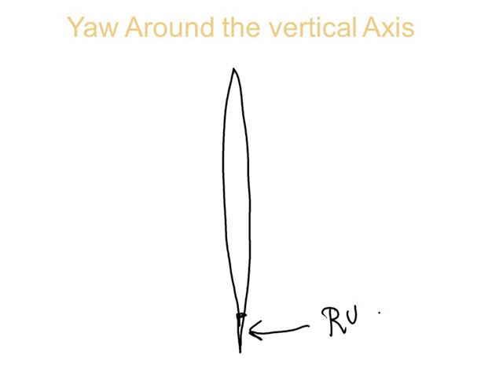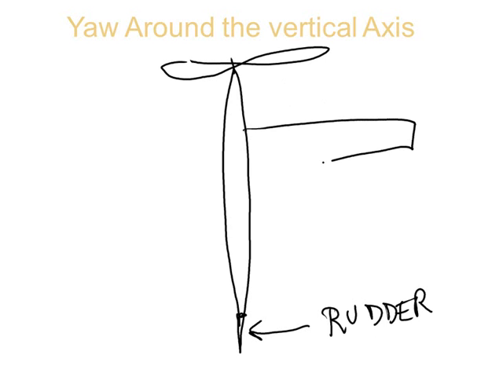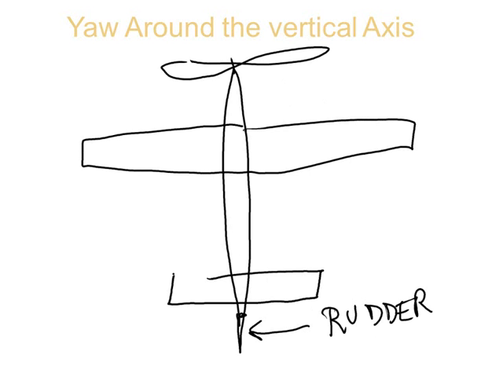We'll call this the rudder. And we'll put a propeller on it. And a wing. And we'll put a horizontal stabilizer on it. And we'll say that that center of gravity is right around there.